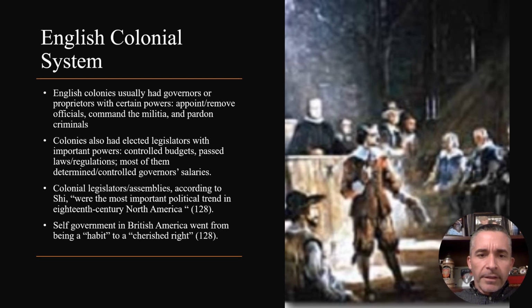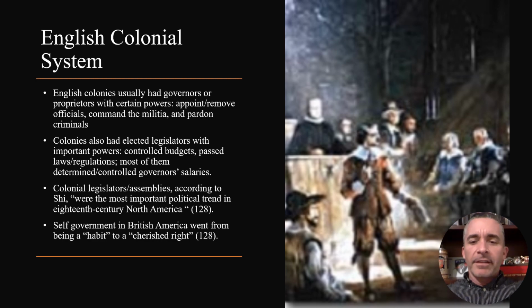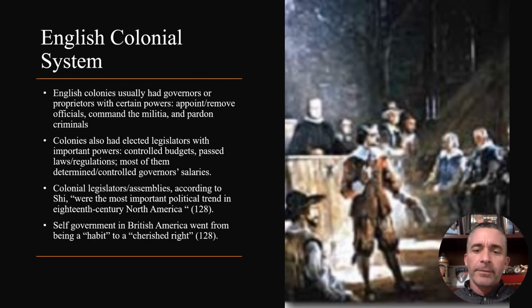So the legislatures or assemblies, according to Shai, were the most important political trend in 18th century North America. Self-government in America, according to Shai, went from being a habit to a cherished right.